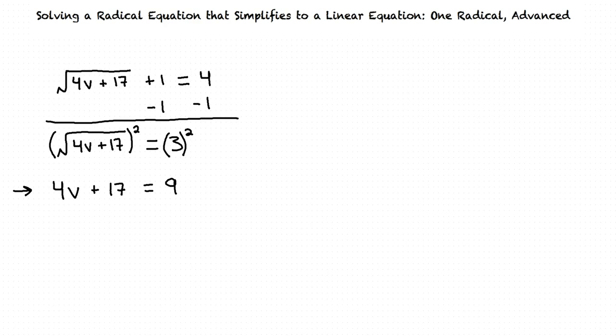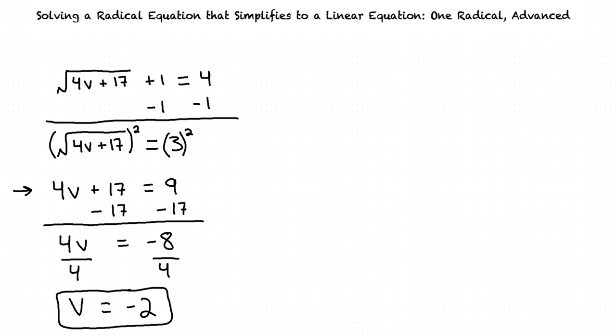Our next step is to isolate v to one side of the equation. How do you think we can do this? Wouldn't we subtract 17 from both sides of the equation? That's right. We now have the equation 4v equals negative 8. Now we divide both sides of the equation by the coefficient of v, which is 4. This results in v equals negative 2.